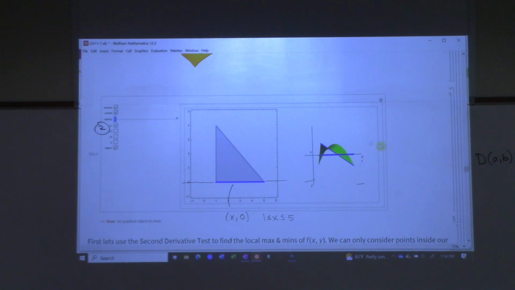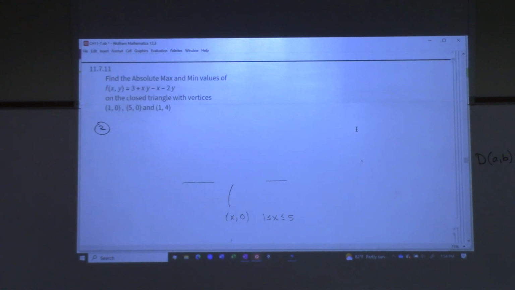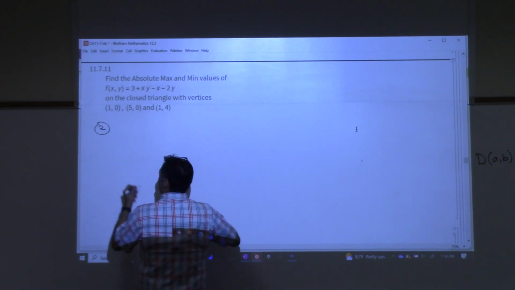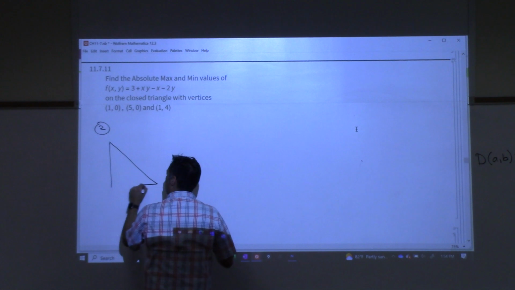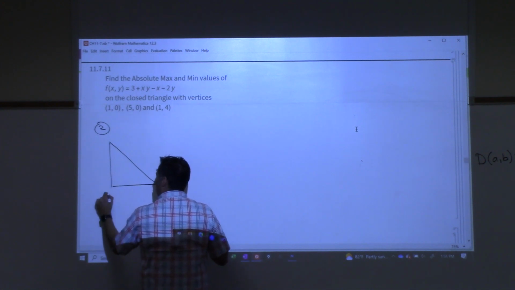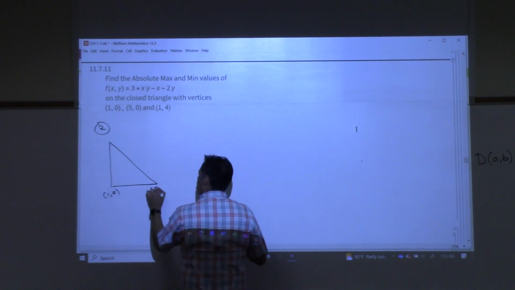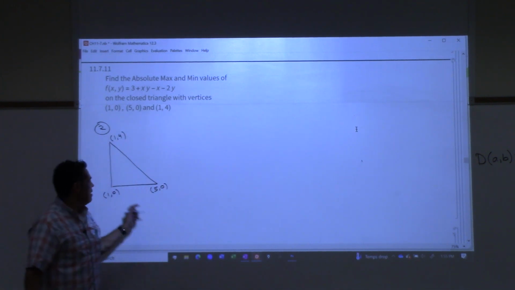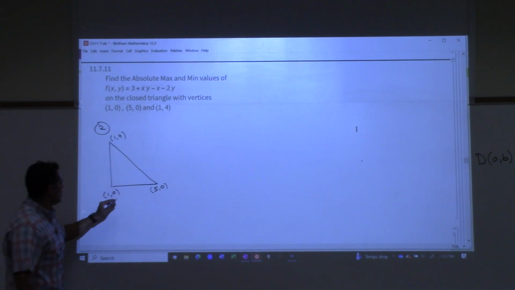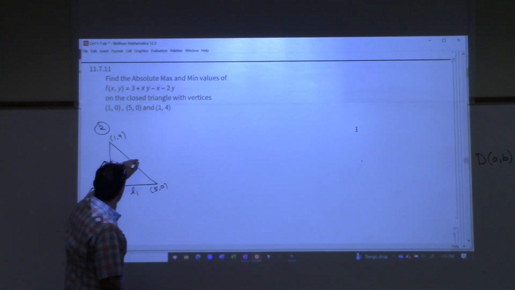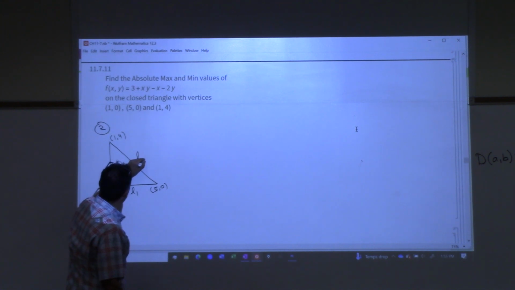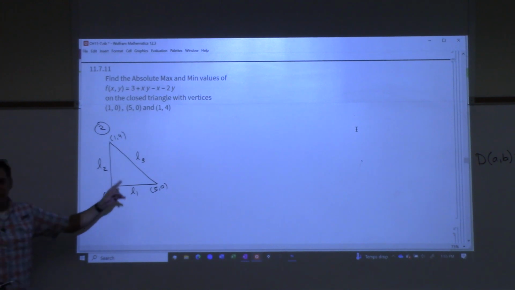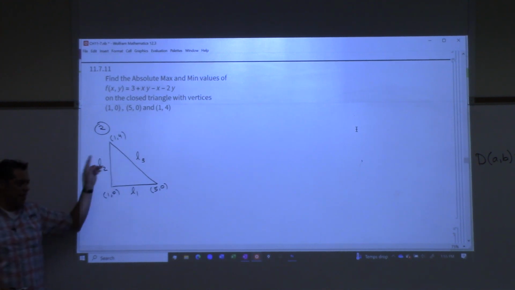Let me actually do it now. So what I'm going to do here is draw my region again. This was the point 1, 0. This is the point 5, 0. This is the point 1, 4. Okay, I'm going to label these segments. I'm going to call this side L1. I'm going to call this L3. Let's call this one L2. So I'm about to set up 3 different problems where I'm going to go along each boundary.